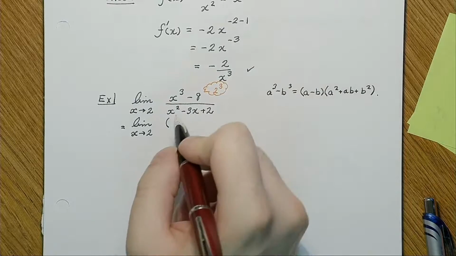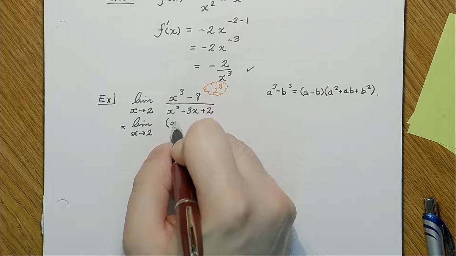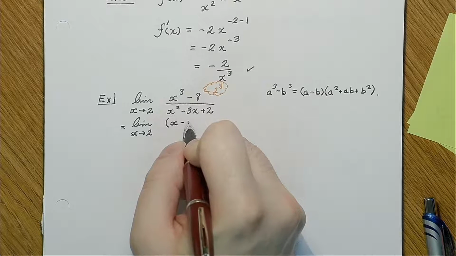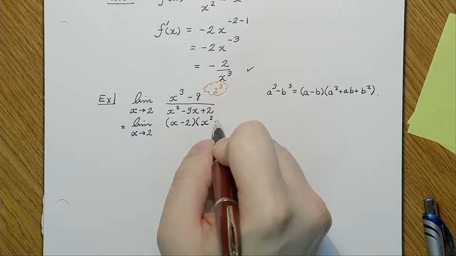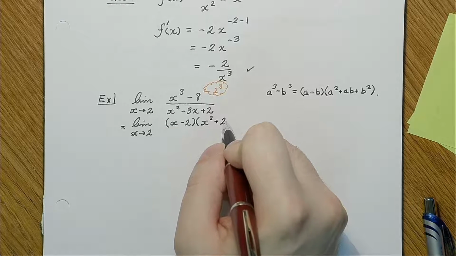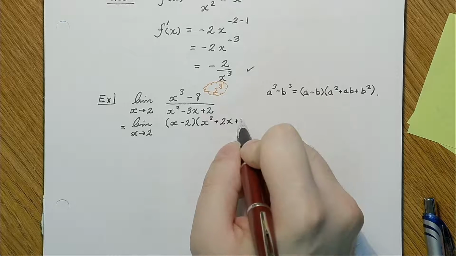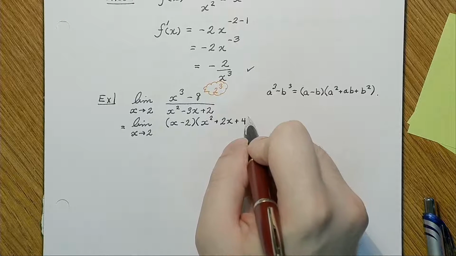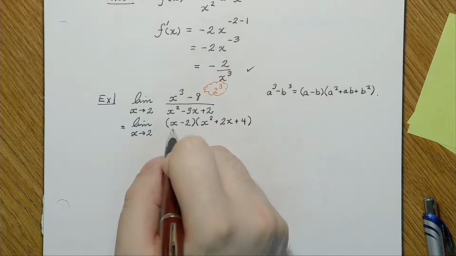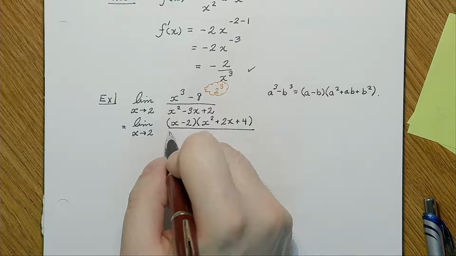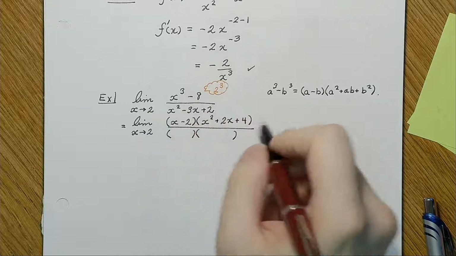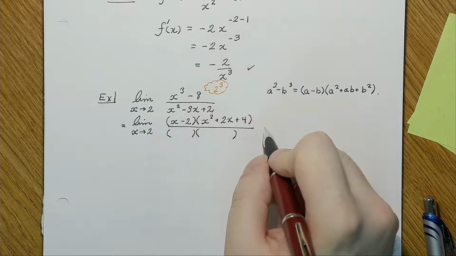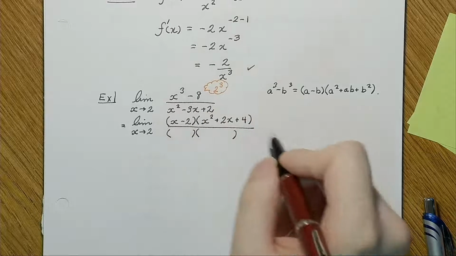So again, using my difference of cubes, I have x minus 2 times x squared plus 2x plus 4. I also need to factor the trinomial down here.